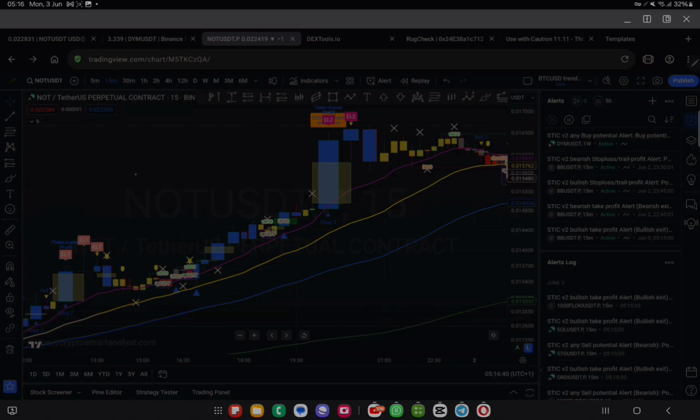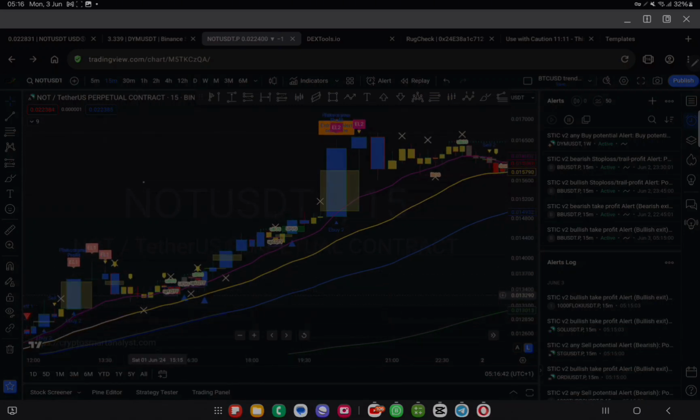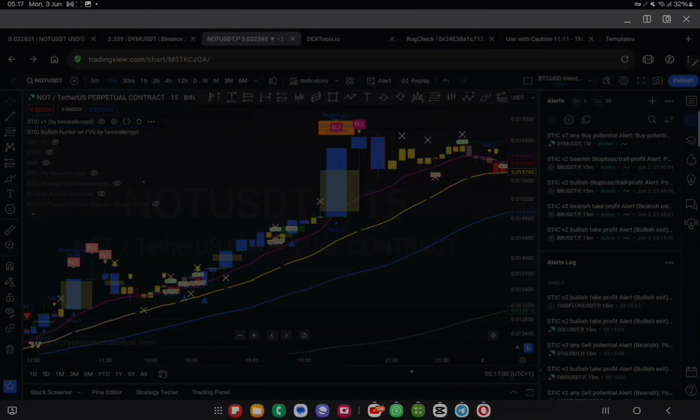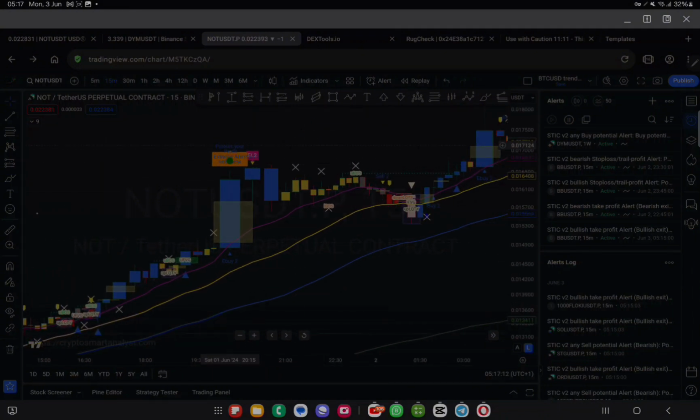For Stick right now, one of the things I used for Notcoin the past few days: if you were trading Notcoin yesterday, you know that we got the inducement. This is basically how to use Stick. There's something I still need to disable, because some alerts are replicated on version 1 and version 2. So I'm just filtering that so that I can just have it on version 2.